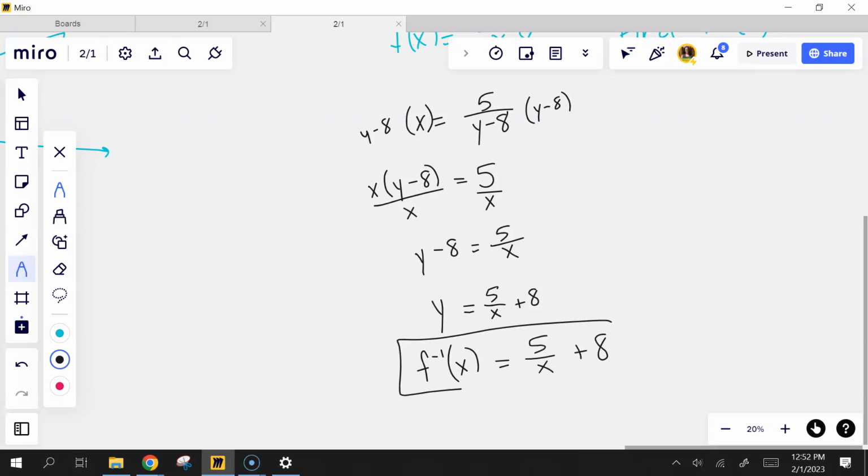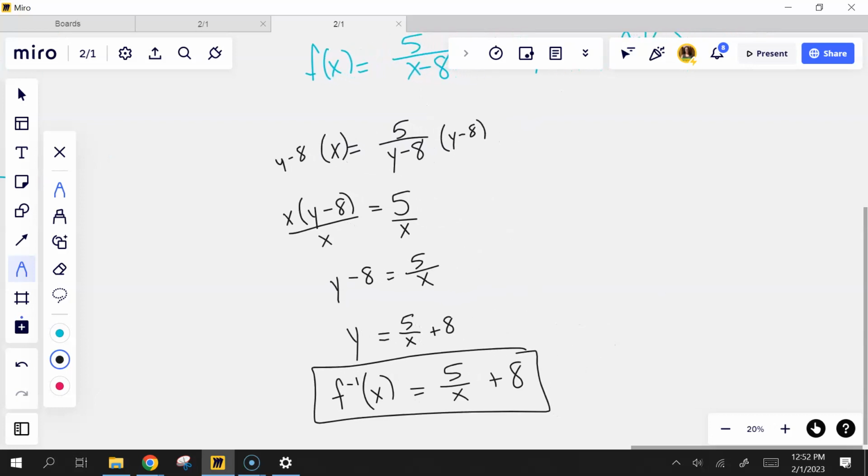I just don't understand why I can't add 8. If I just add 8, if you're not adding 8, you're dividing by. If I do this, I got to have a common denominator.